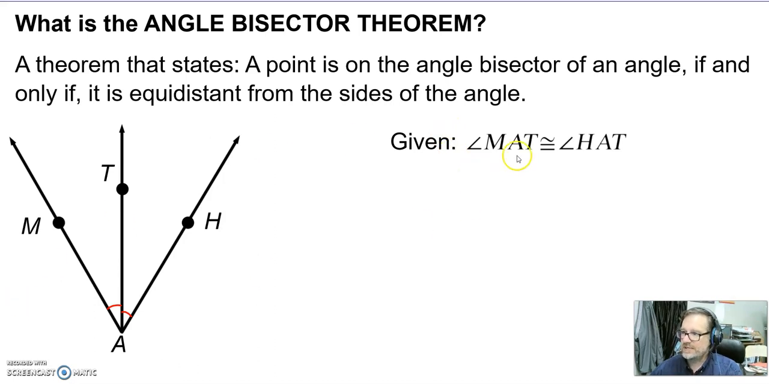So what that means, I'm going to tell you that angle MAT, this angle on the left, notice how I can trace it, MAT is congruent to angle HAT, the angle on the right. And I know that because they're marked congruent. So if these two angles are marked congruent, what I can do is connect the side to any point on the angle bisector, the side to the same point on the angle bisector, and they will make a right angle.